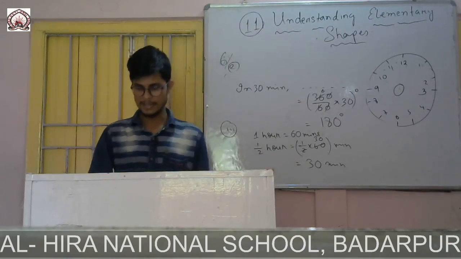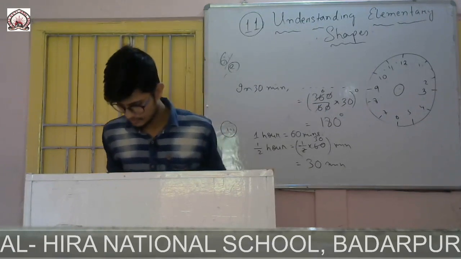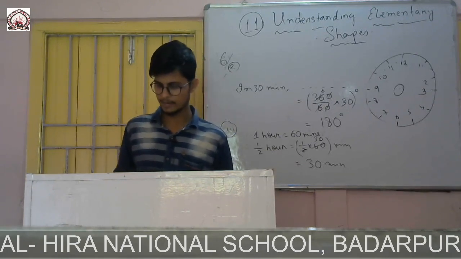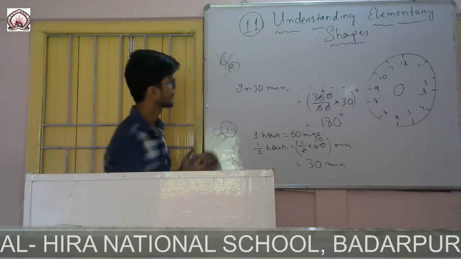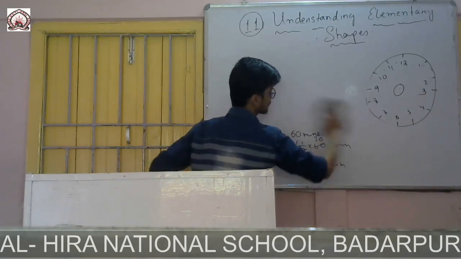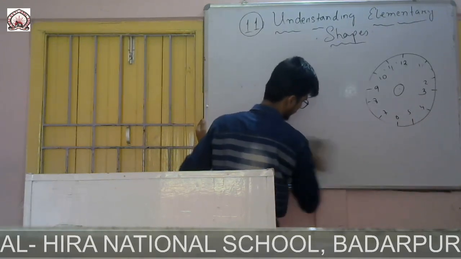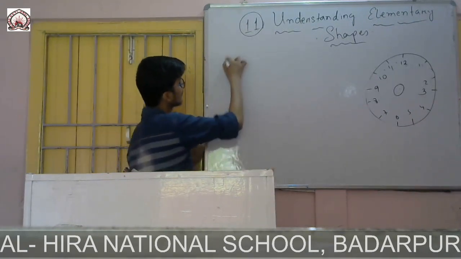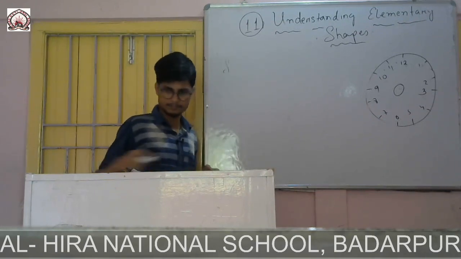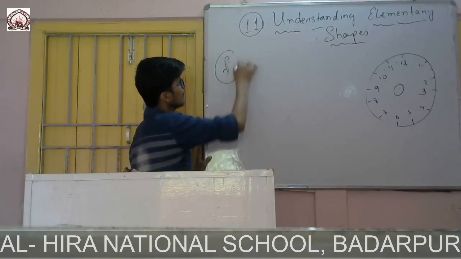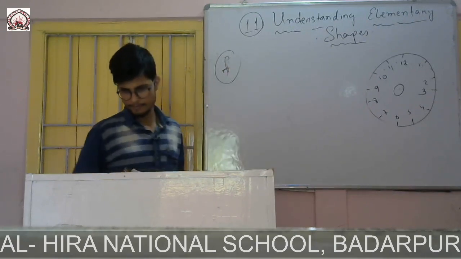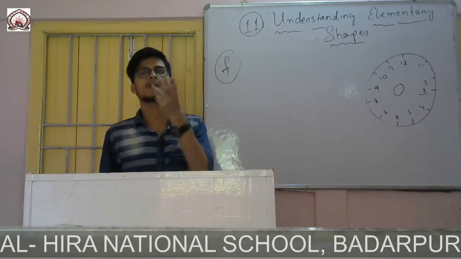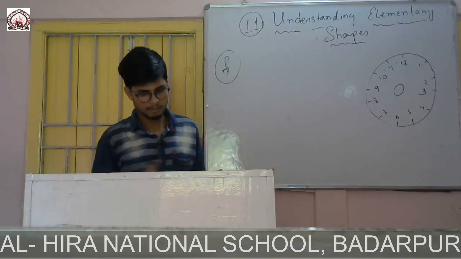Now question number F. Through how many degrees does the hour hand of the clock turn in 1 minute? So now it is a little different. You have to find for the hour hand. Before starting this one, first of all we have to convert. We know that 1 hour is equal to 30 degree, but then also you have to show it.